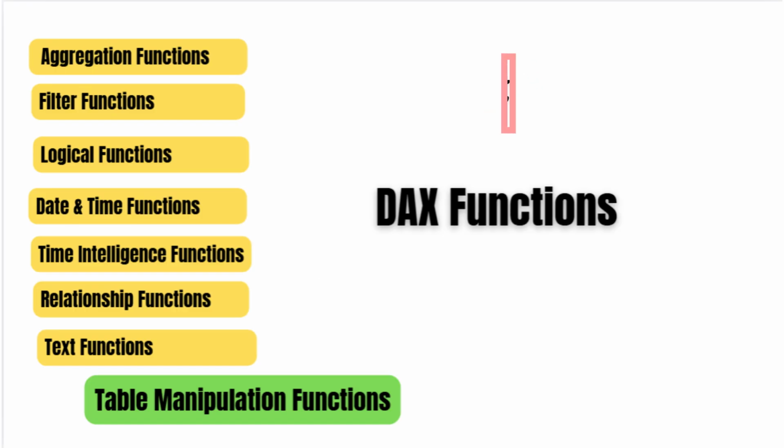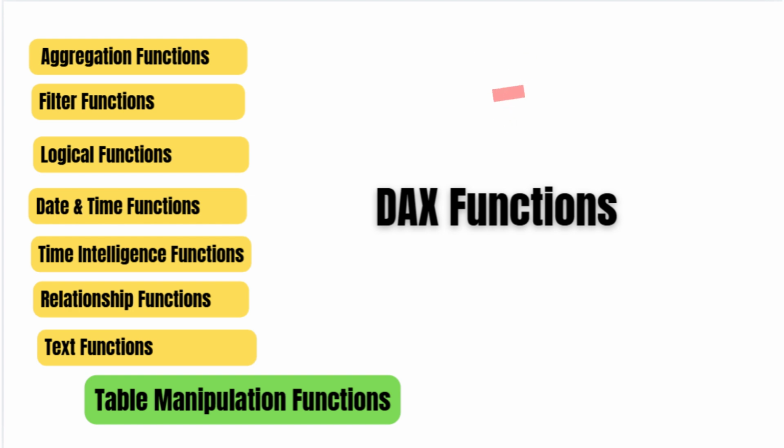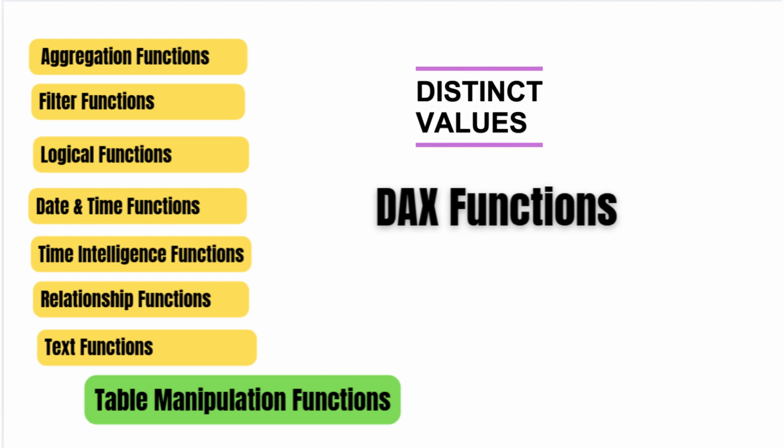We are now in part 3 of the table manipulation functions in DAX series. In today's video, we will learn two important functions, and they are DISTINCT and VALUES. I will explain both their similarities and their differences clearly.